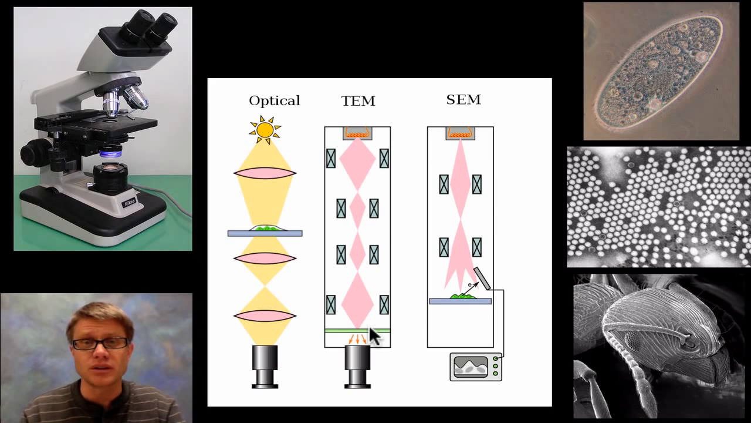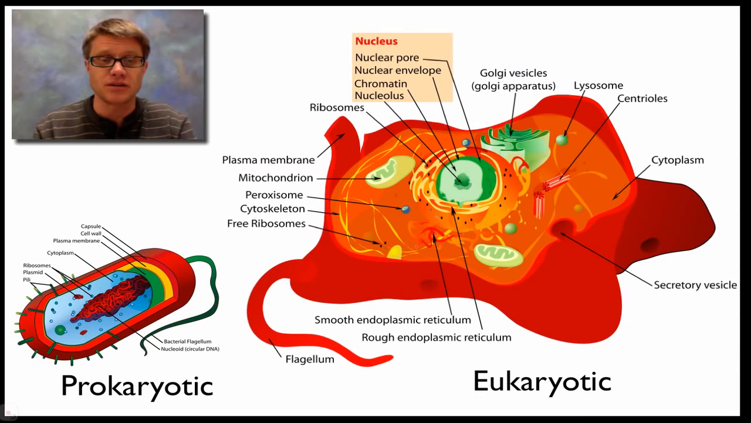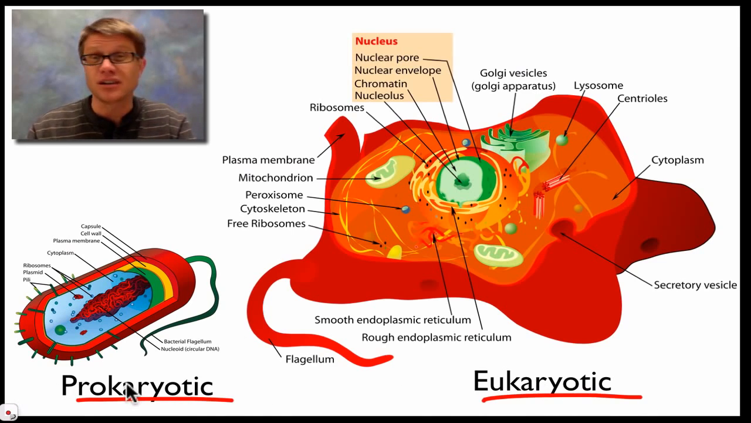So really cool. We're getting some great visualization of the cell. First thing you should know is there are two major types of cells. We have what are called prokaryotic cells and then eukaryotic cells. Prokaryotic cells are going to lack a nucleus. They're "before the nucleus," if we break down that word. So there's going to be no nucleus. Eukaryotic cells are going to have a nucleus.